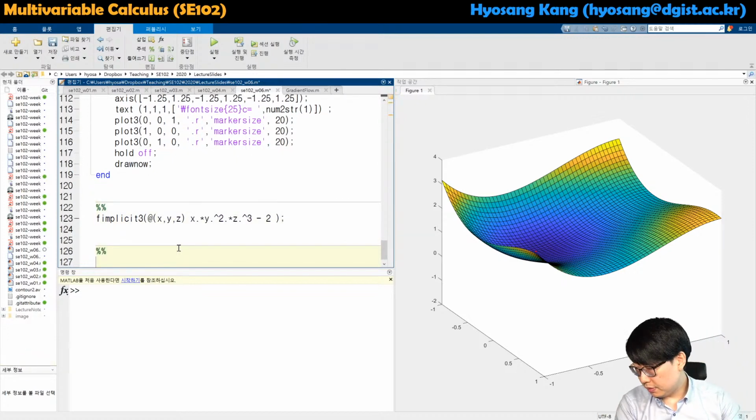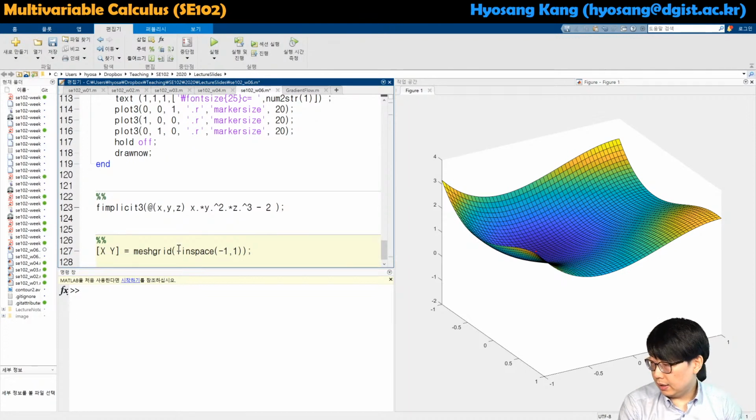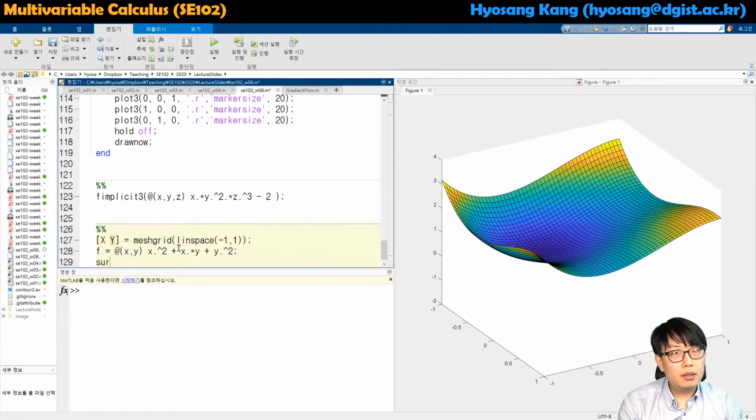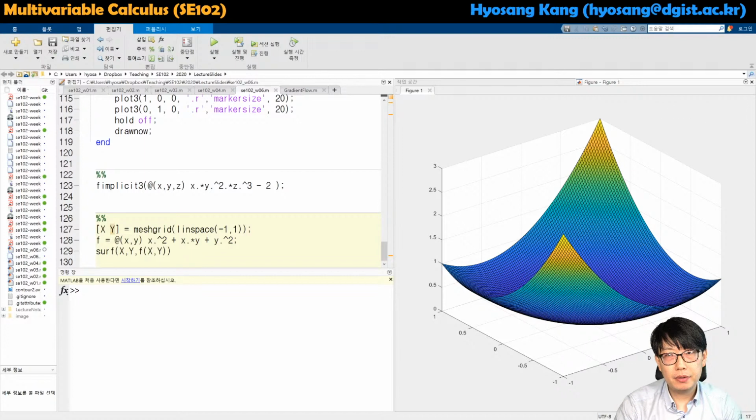So here we have the graph of the function. Linspace from minus 1 to 1, and let's define my function f(x,y) as x squared plus xy plus y squared, and surf x, y and f(x,y). That's my picture here. Okay.